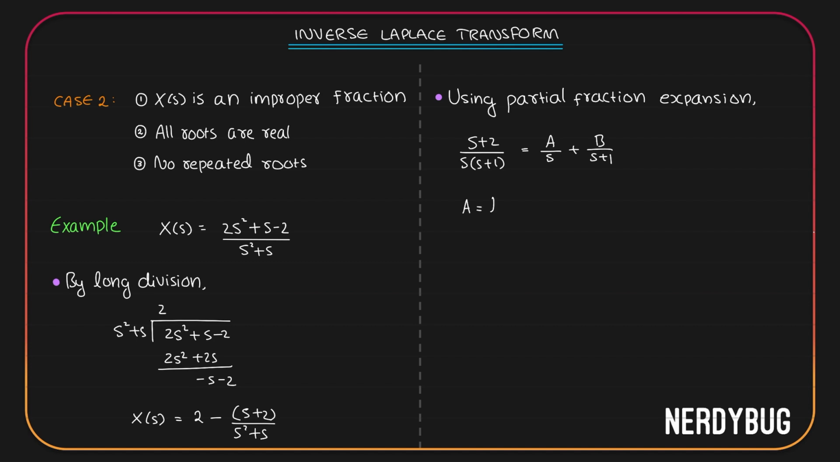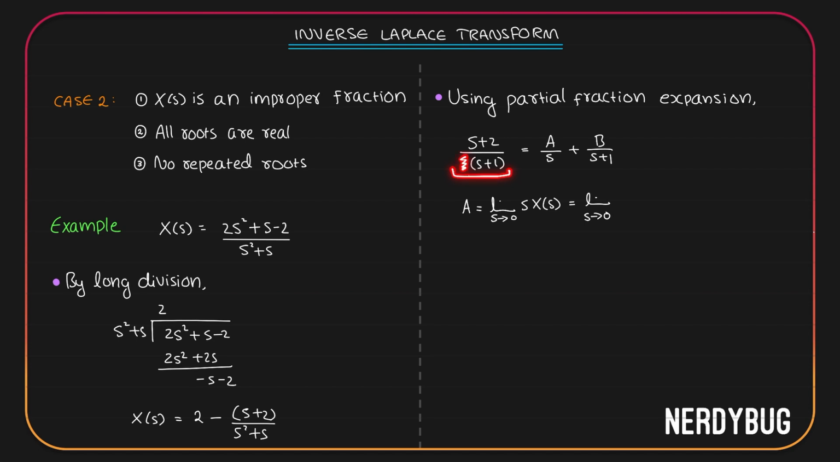A will be equal to limit s tends to the pole corresponding to this denominator, which is s equal to 0. So s tends to 0, s multiplied by x of s. So limit s tends to 0, x of s is this. If you multiply it with s, then this s will be gone.